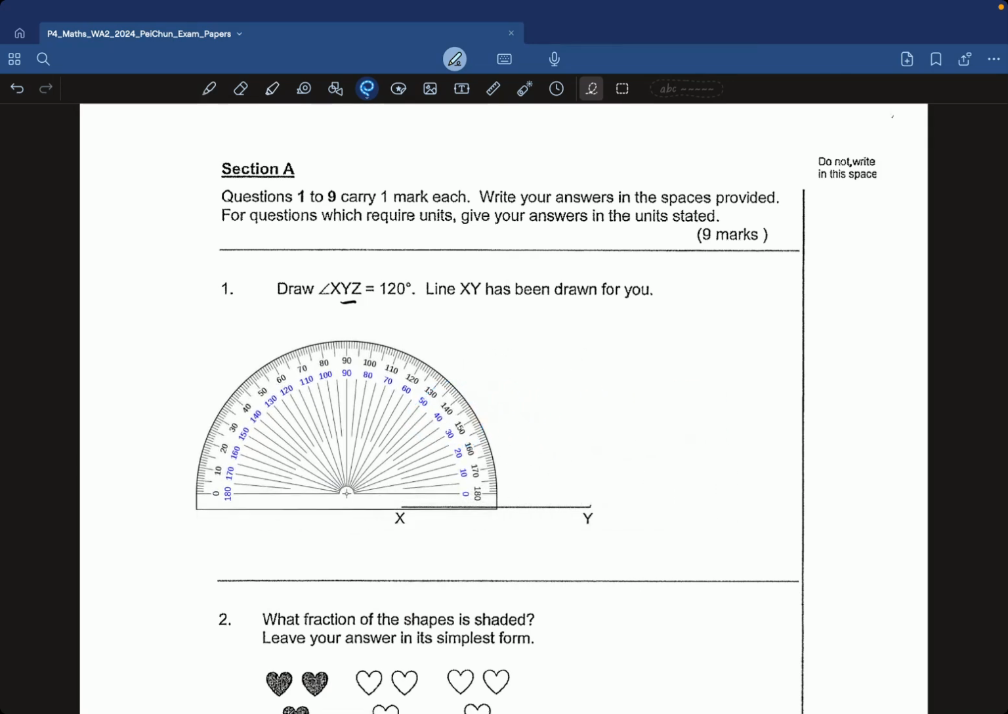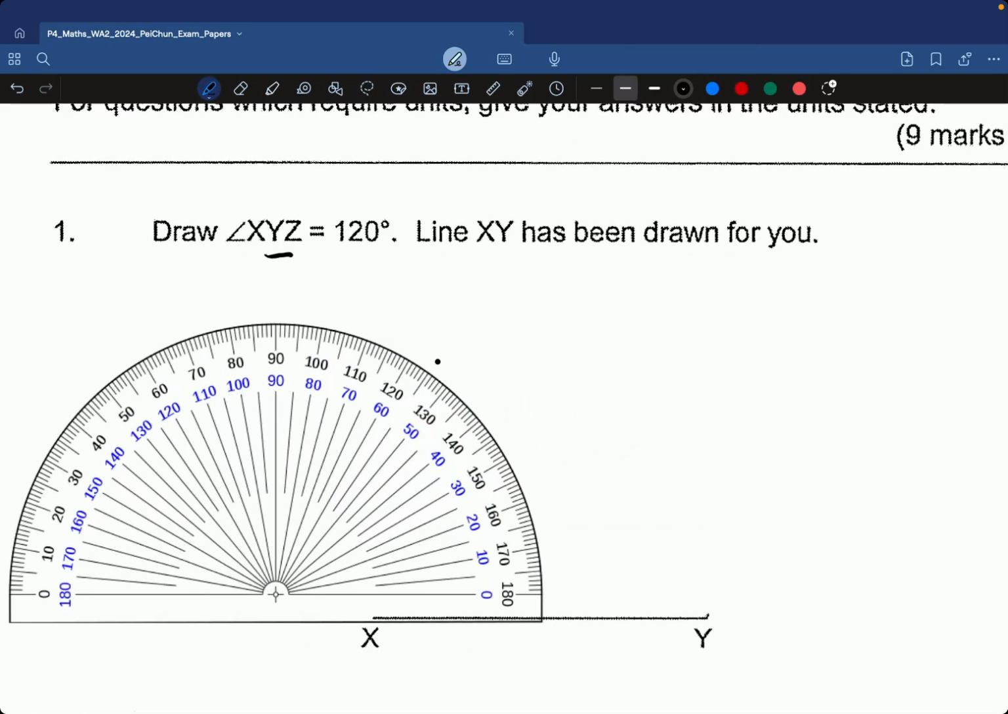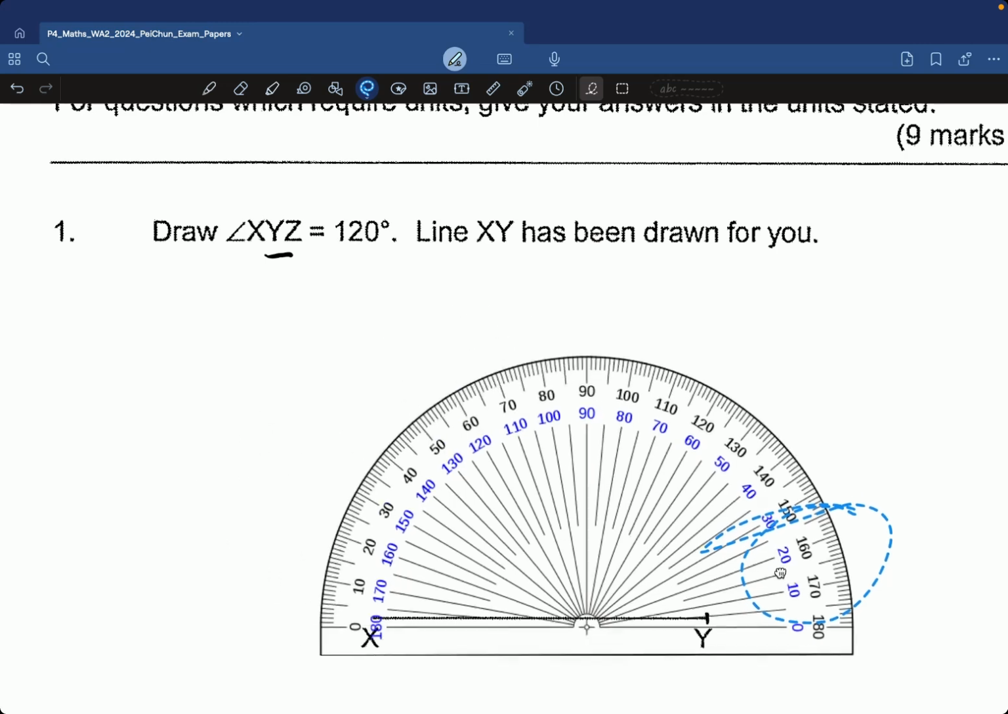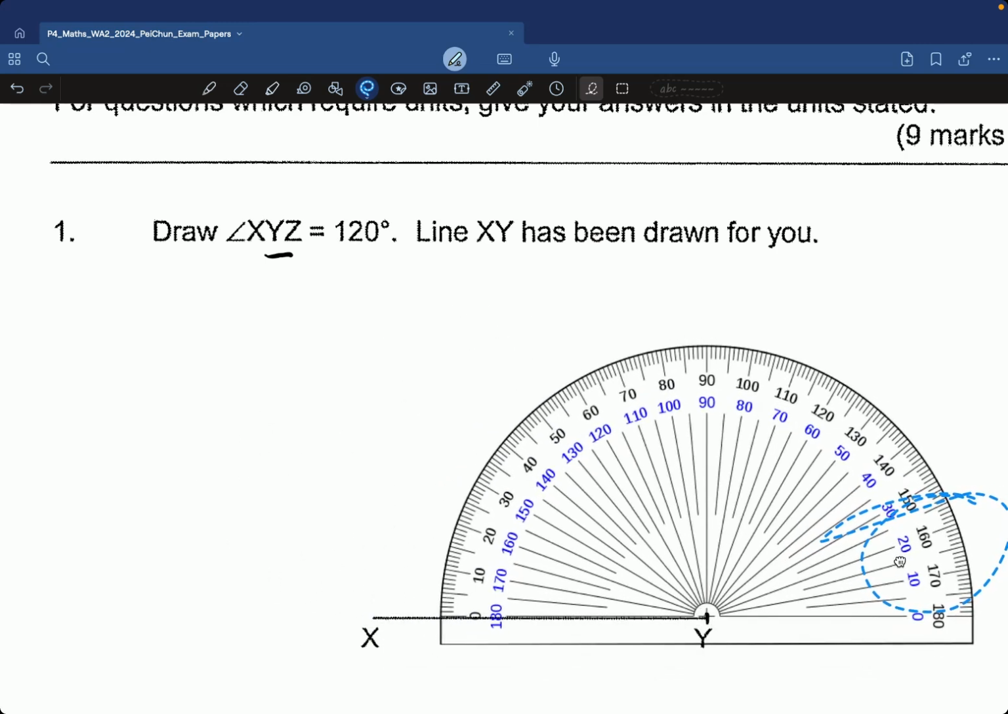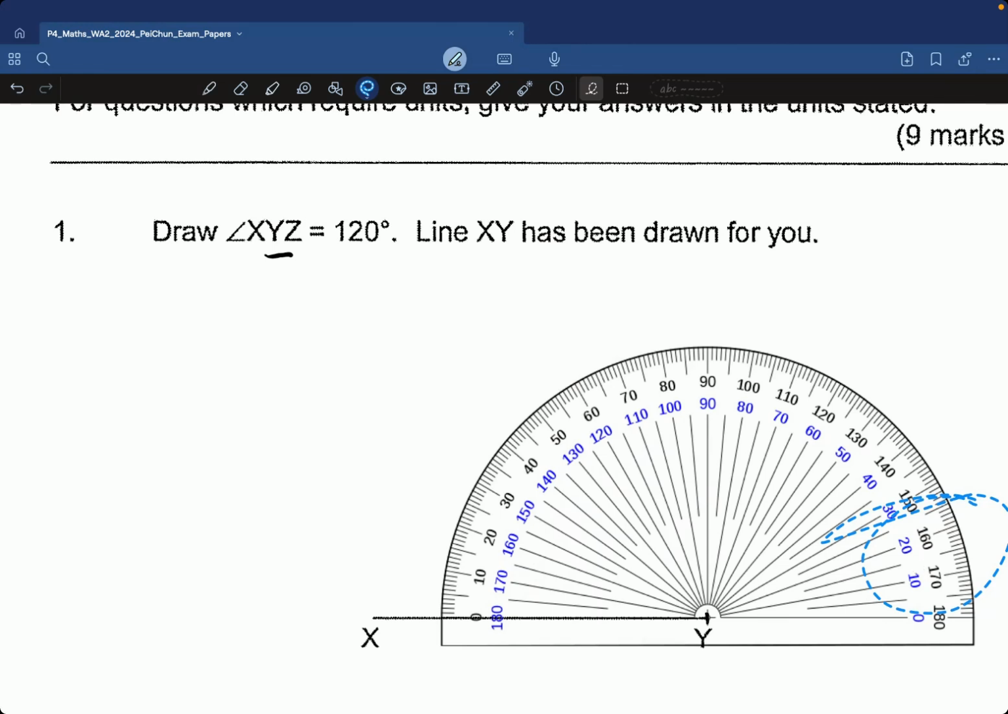Most of the time, I recommend, let us zoom this in, to put what I call a notch, a little line over here, so that you can align your protractor to draw the angle. Now if you move your protractor to the line and align it somewhere like this, then you are ready to draw. So X, Y, and then Z, so you need to draw 120 degrees.